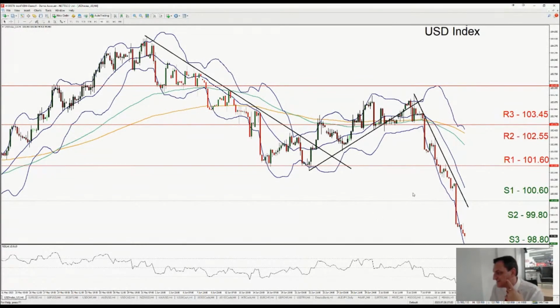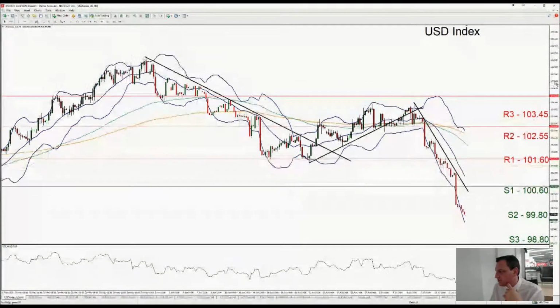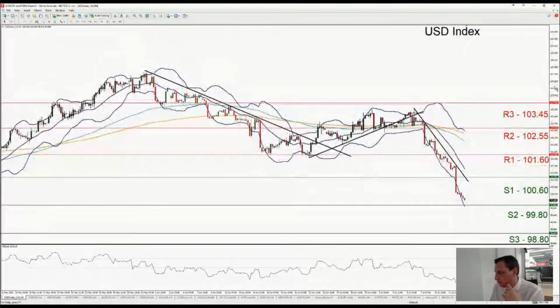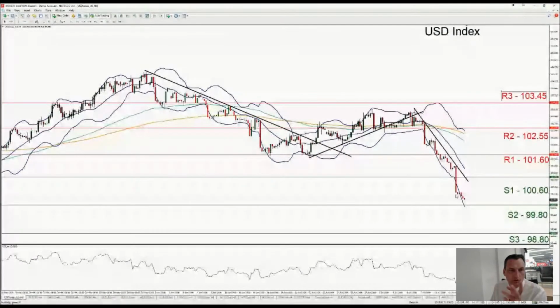In front of your screens, you have the US dollar index. It's the 4-hour chart. Let me position the chart a little bit. It's characteristic how the US dollar continued its drop. Mind you that all charts to be presented today are of the same time frame, the 4-hour time frame, unless otherwise stated.